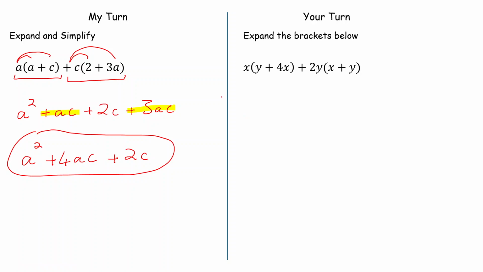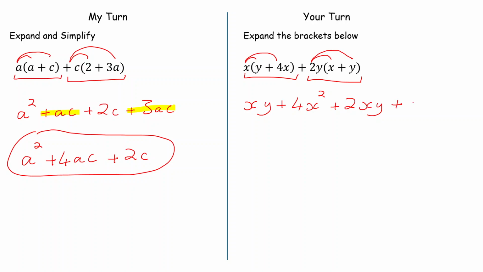So expand it again. If we multiply out the bracket, we've got x times y, which is simply xy. We've got x times a positive 4x, which is going to be positive 4x squared, because x times x is x squared. We've then got, second bracket, a positive 2y times an x, which is going to give you 2xy. And we've got a 2y times a y, which is going to give you positive 2y squared. I think looking at this, it's fine. It's good.